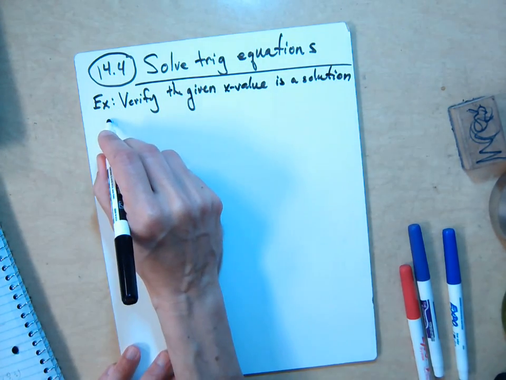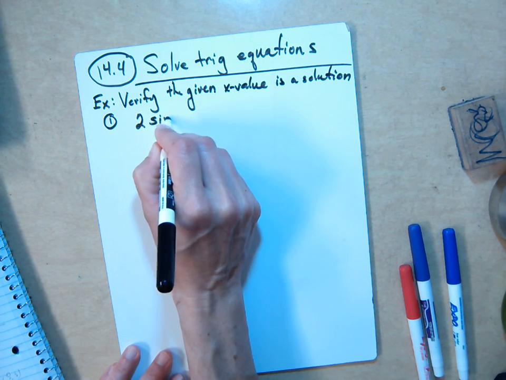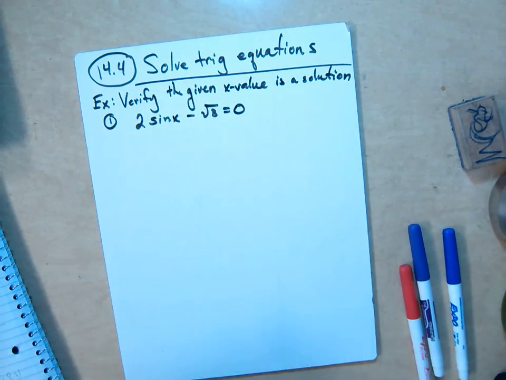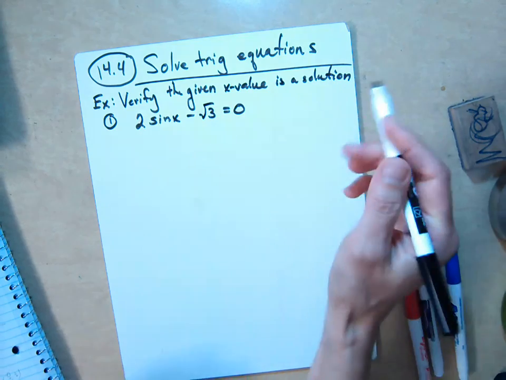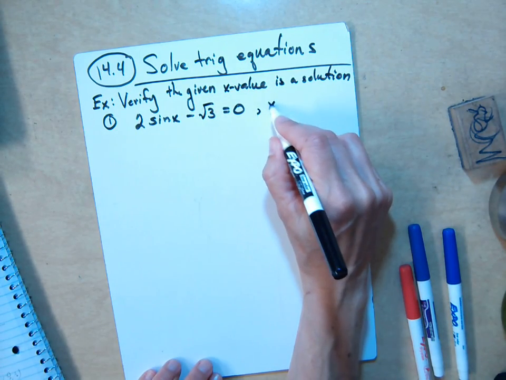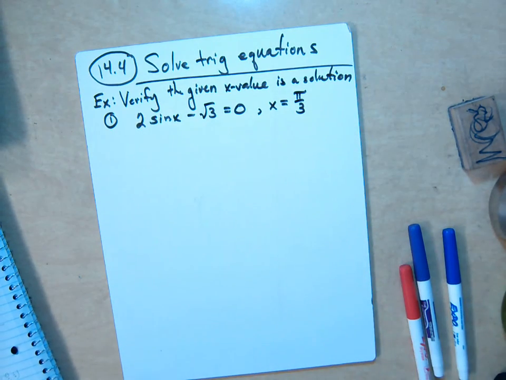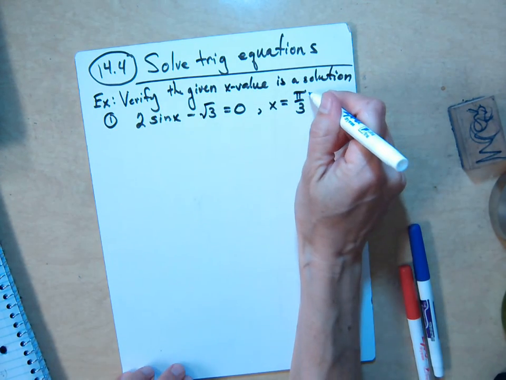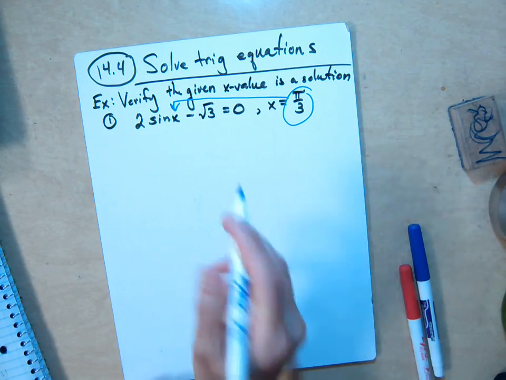In this example, the equation that we supposedly are going to solve is 2 sine x minus root 3 equals 0. We have not yet talked about how to solve something like that. So let's say we're told that x equals pi over 3 is a solution, and we just need to verify that. Let's see how we would do that. You just take what you're told is the answer, plug it in, and see if it works.